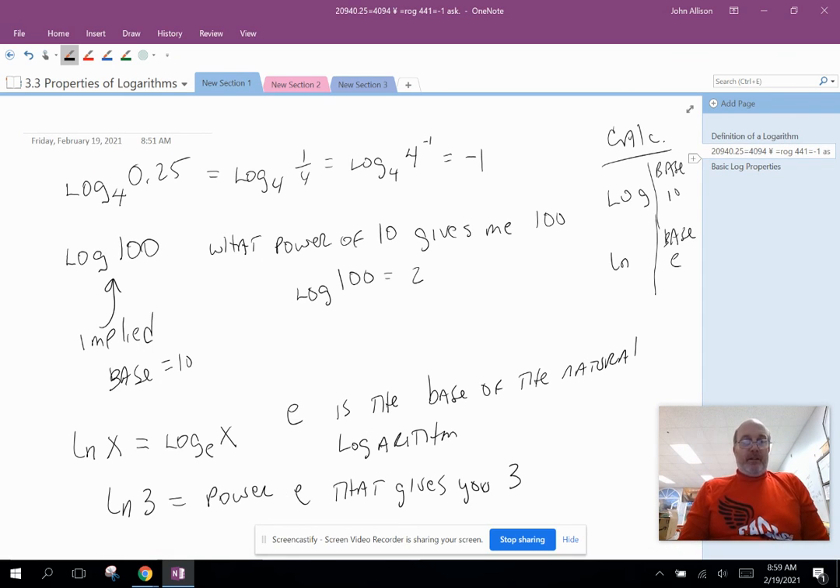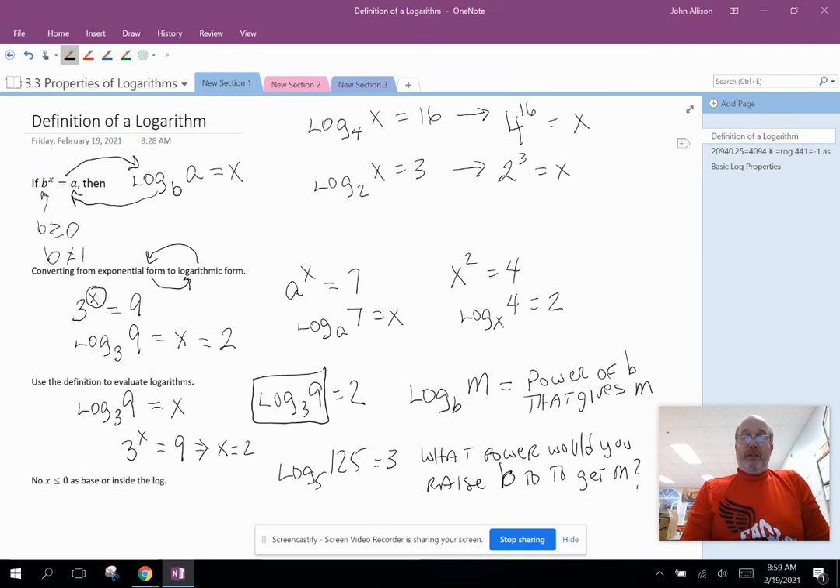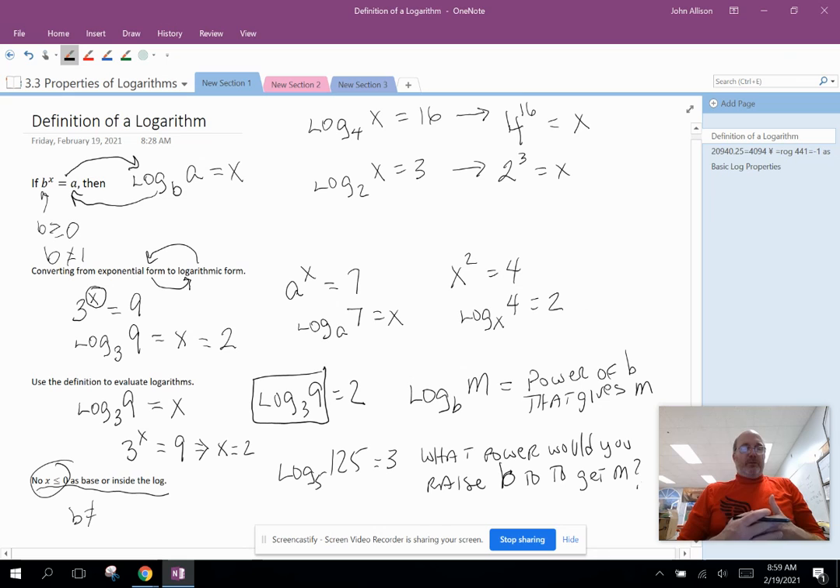Got some basic logarithmic properties, how we use them. We did some simple conversions of logarithms. We talked about the base e is the base of the natural logarithm, and the base 10 is the understood base when you don't see a base on the logarithm. And we talked about the definition of the logarithm, how to convert from exponential form to logarithmic form and logarithmic form to exponential form. And we used the definition to evaluate some logarithms. And we talked about how you cannot have x less than or equal to 0 as a base. The base can also not equal 1. You also can't have, we didn't talk about this yet, x equals 0 or x less than or equal to 0 inside the logarithm.